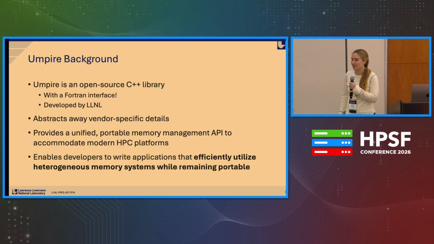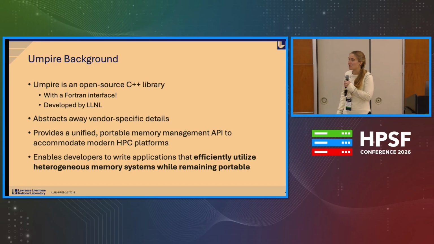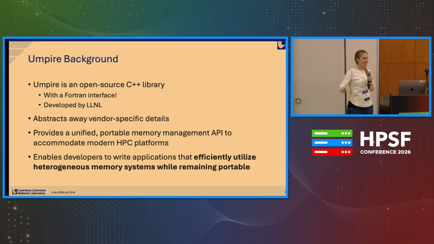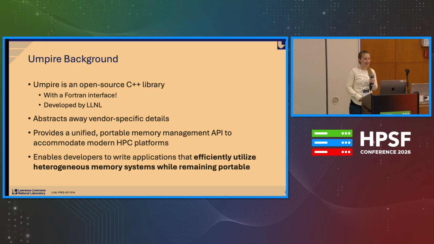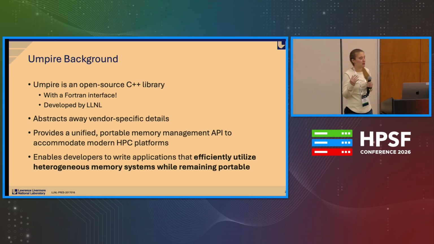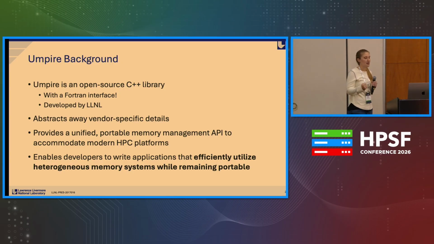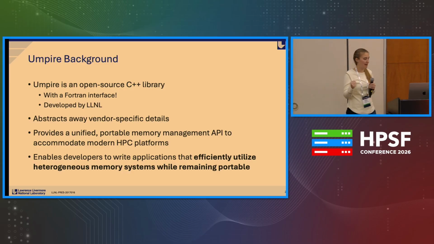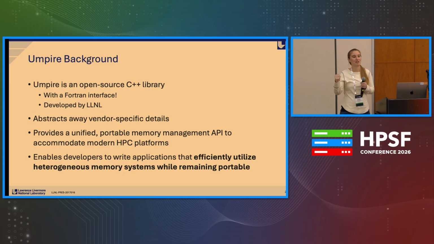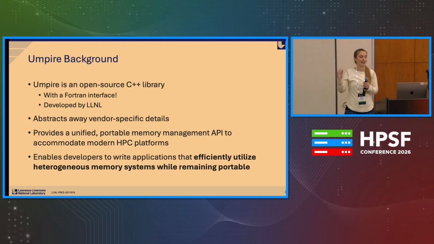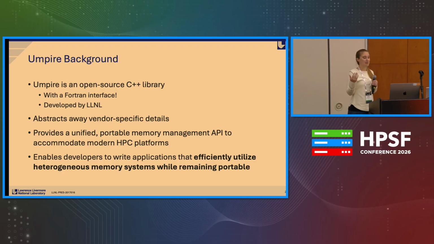Okay, so to kind of jump things off here. Umpire is an open source C++ library. It does have a Fortran interface, which is very exciting for some people. It was developed at Lawrence Livermore. But really, Umpire abstracts away the vendor-specific details and provides a unified portable memory management API to accommodate modern HPC platforms. And I really want to drive the point that it allows developers to efficiently utilize heterogeneous memory resources while remaining portable.